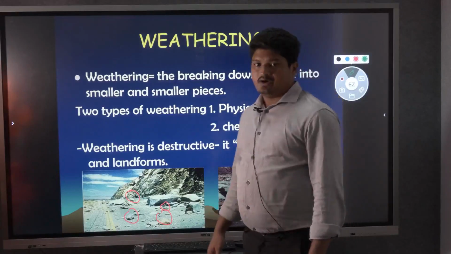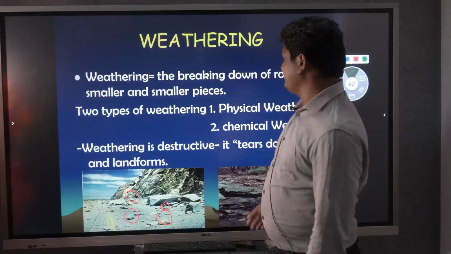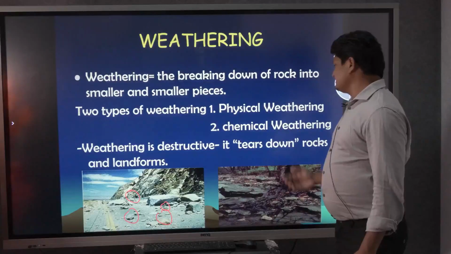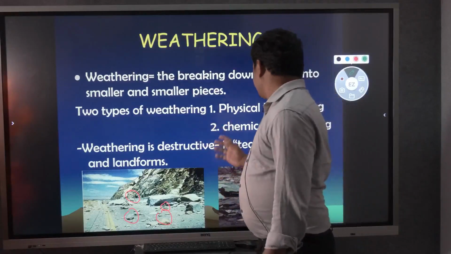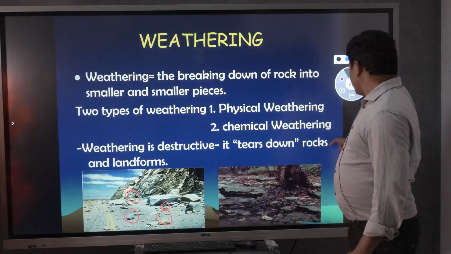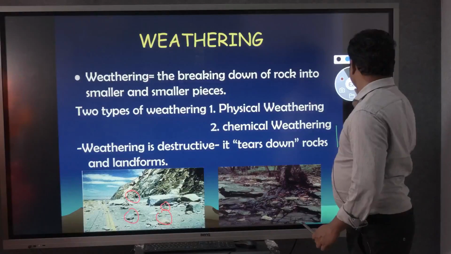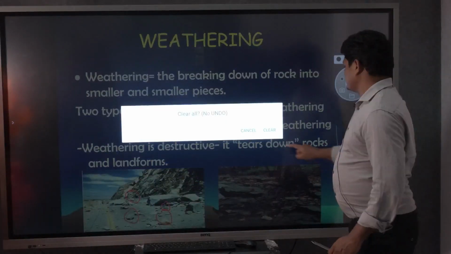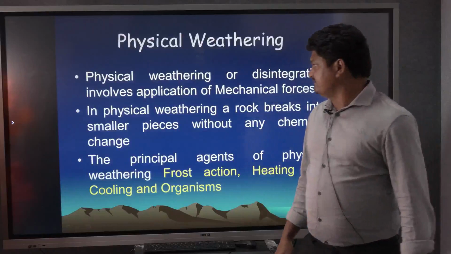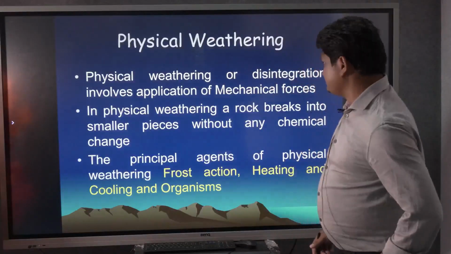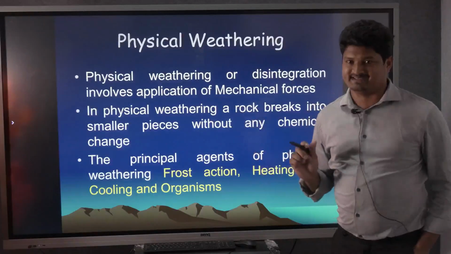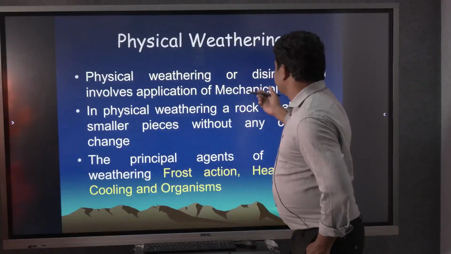Basically, how many types of weathering are there? We have two types of weathering: one is physical weathering and the other is chemical weathering. Now, coming to physical weathering: it means the application of mechanical forces directly on the rock masses. That we call physical weathering.